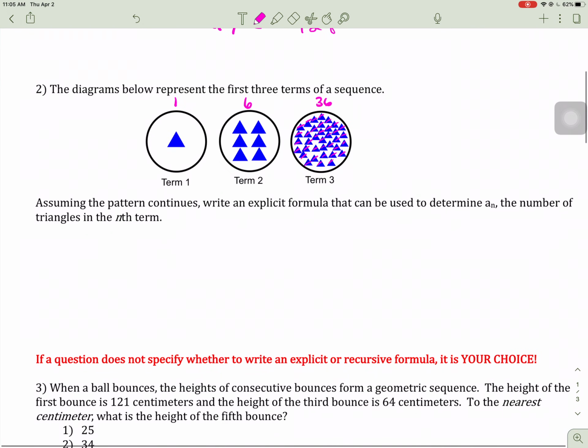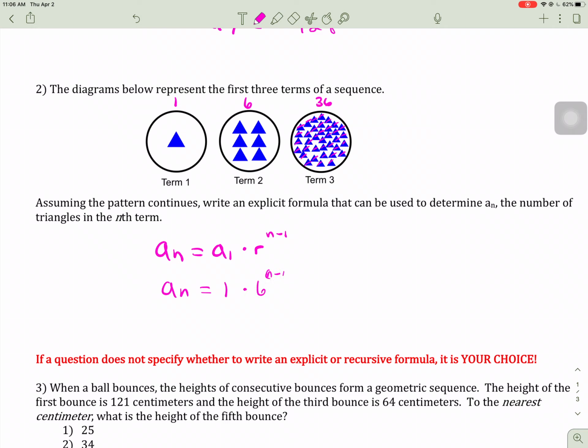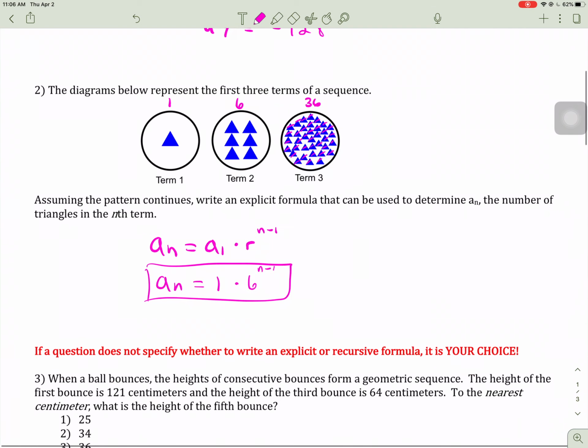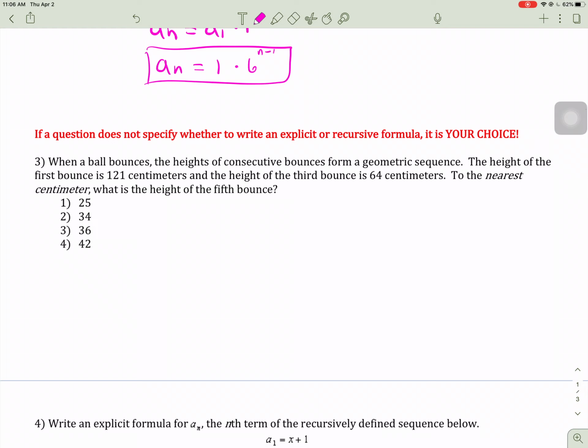It says, assuming the pattern continues, write the explicit formula for a sub n. Well, a sub n equals a sub 1 times r to the n minus 1, which is a sub n equals 1 times 6 to the n minus 1. Now, just like last lesson, if it doesn't tell you which type of formula to use, it's up to you. You could do it just by counting out, with recursive, or with explicit. It's really up to you.